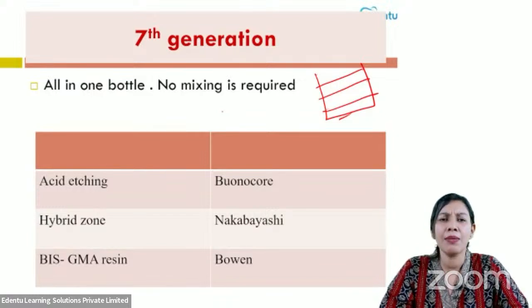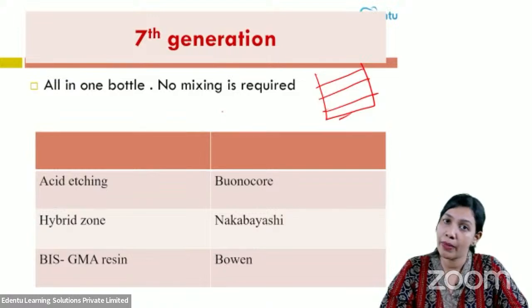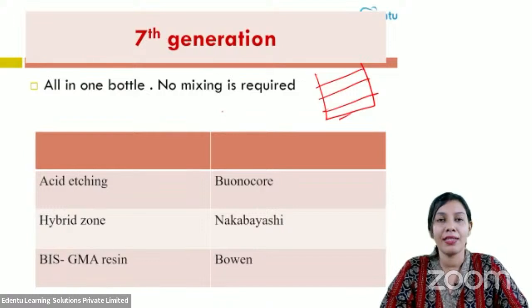These are some of the terms and the authors who developed them, which you need to memorize when you prepare for NEET MDS. Acid etching was by Buonocore. The hybrid zone, which I have explained earlier, is by Nakabayashi. The GMA resin was introduced by Bowen.